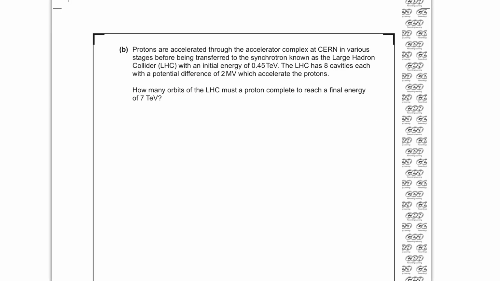Part B. Protons are accelerated through the accelerator complex at CERN in various stages before being transferred to the synchrotron known as the Large Hadron Collider, with an initial energy of 0.45 tera-electron-volts. The LHC has 8 cavities, each with a potential difference of 2 megavolts, which accelerate the protons. How many orbits of the LHC must a proton complete to reach a final energy of 7 tera-electron-volts?